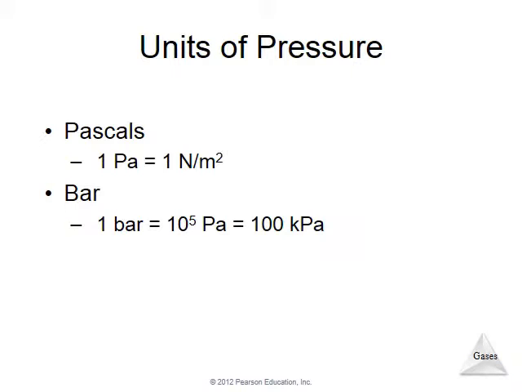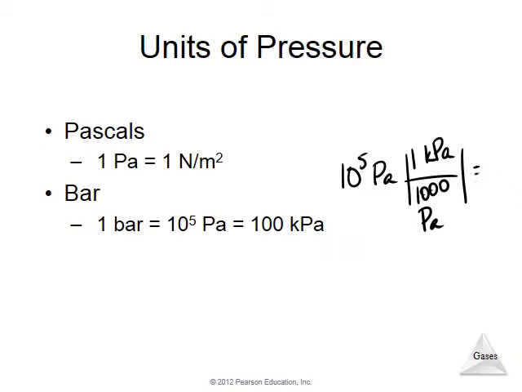One other term that we can use is a bar, and a bar is the equivalent of 10 to the 5th pascals, and that's equal to 100 kilopascals. So you remember that kilo is 1,000. So if I have 10 to the 5th pascals, and I know that 1 kilopascal is 1,000 pascals, then that's where that 100 kilopascals comes from. Okay?